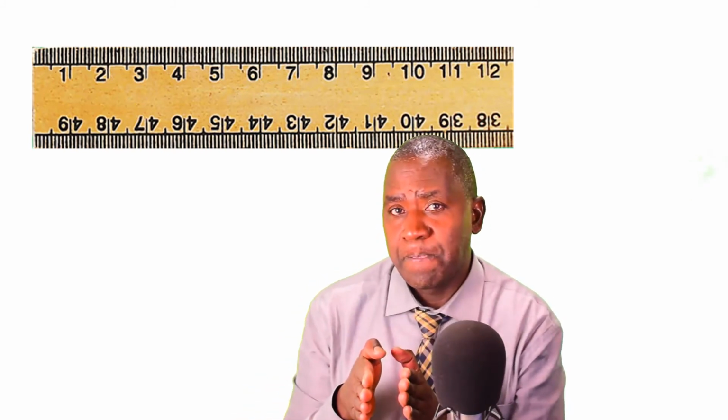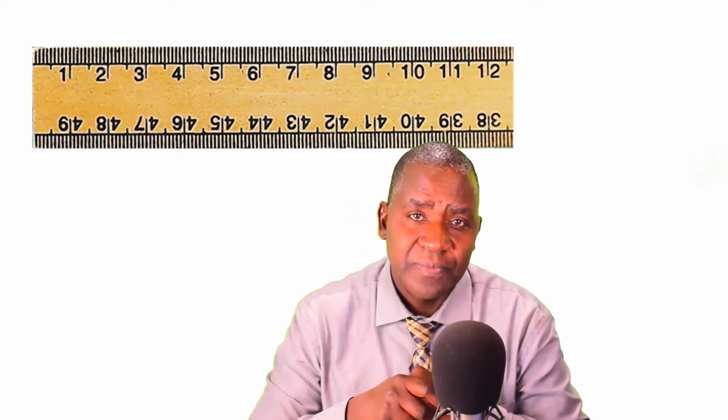Now, if we go to the meter rule and get 1 centimeter, you find that it has been subdivided further into 10 divisions. One of those divisions is referred to as a millimeter. So you can see that 1 millimeter is smaller than 1 centimeter. In fact, 10 of them arranged side by side is what will make 1 centimeter.